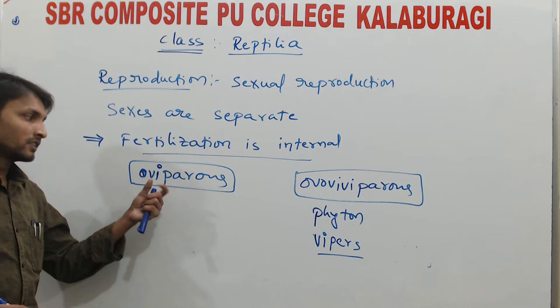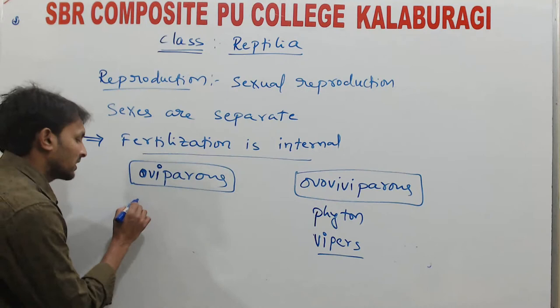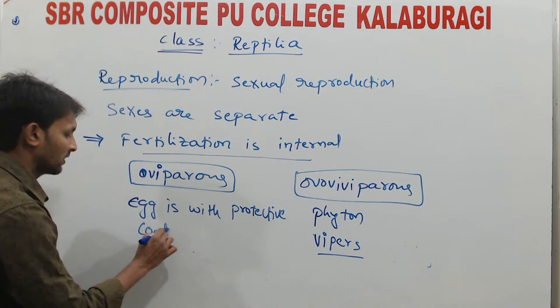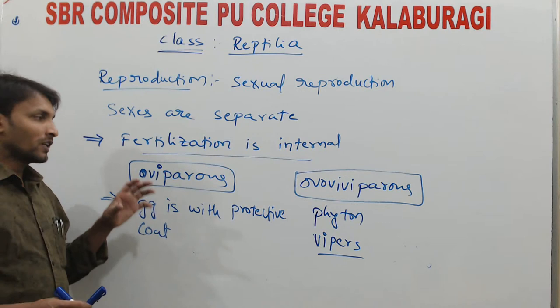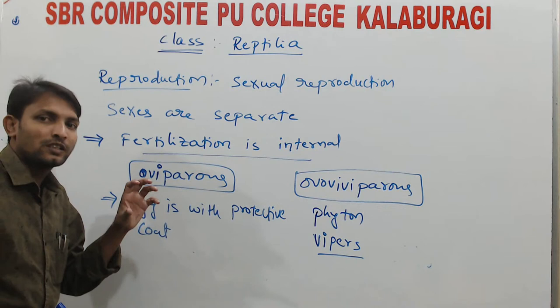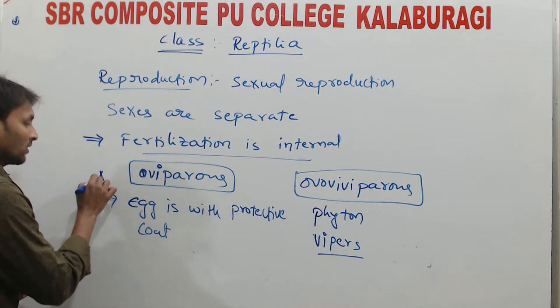In evolution, for the first time, the egg is developing a shell. The egg is with a protective coat, you can say. Here the shell is made, with a little bit of leathery appearance. You can differentiate reptile eggs and bird's eggs. Reptile eggs generally have a leathery appearance, whereas bird's eggs have a hard shell. So in evolution, the development of these protective eggs made them completely terrestrial.